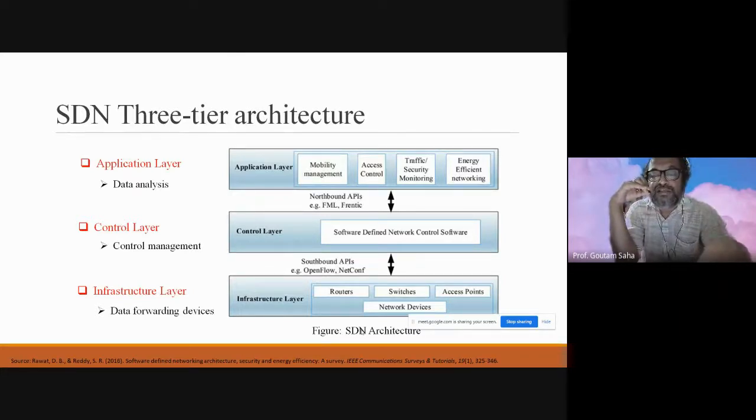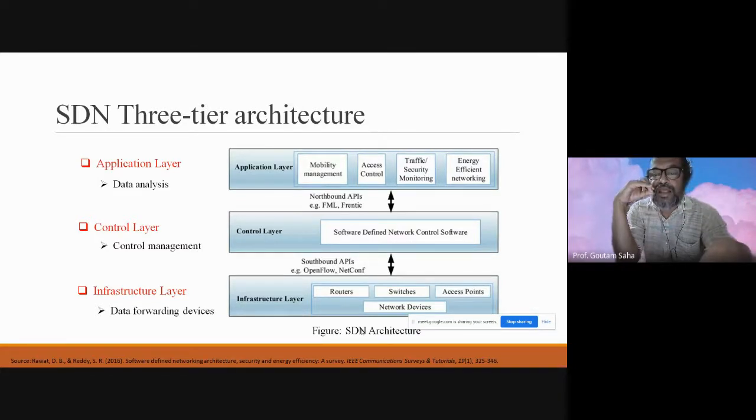In the control layer, there is a controller, which may be a laptop or a desktop, and is very intelligent. Now, the infrastructure layer is connected to the control layer through the southbound API. Southbound API means OpenFlow or NetConf, etc. These are open source software available. You can use them.